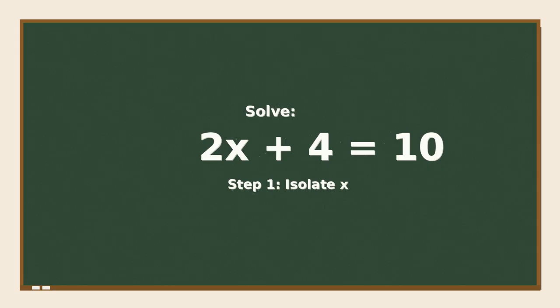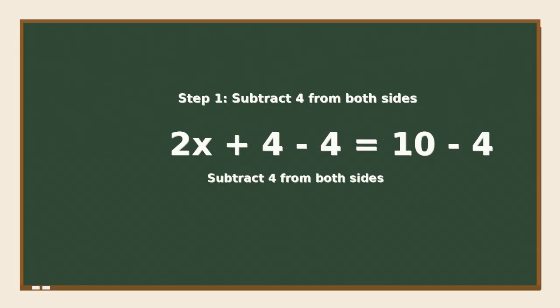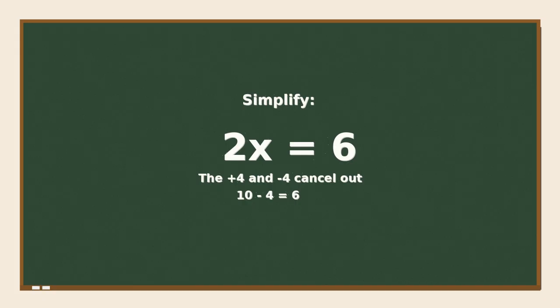Step 1. We need to isolate x, so we subtract 4 from both sides. 2x + 4 - 4 = 10 - 4. See, both sides treated equally. The 4's cancel out and 10 minus 4 gives us 6, so 2x = 6.